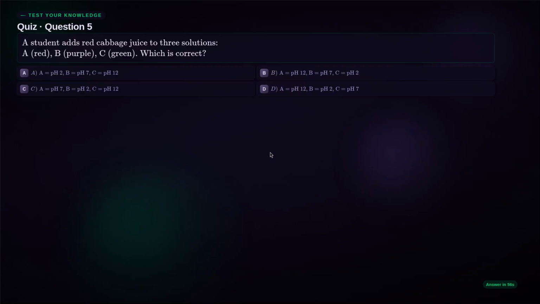Quiz question 5. A student adds red cabbage juice to 3 solutions. Solution A turns red. Solution B turns purple. Solution C turns green. Which statement is correct? Option A, A equals pH 2, B equals pH 7, C equals pH 12. Option B, A equals pH 12, B equals pH 7, C equals pH 2. Option C, A equals pH 7, B equals pH 2, C equals pH 12. Option D, A equals pH 12, B equals pH 2, C equals pH 7.